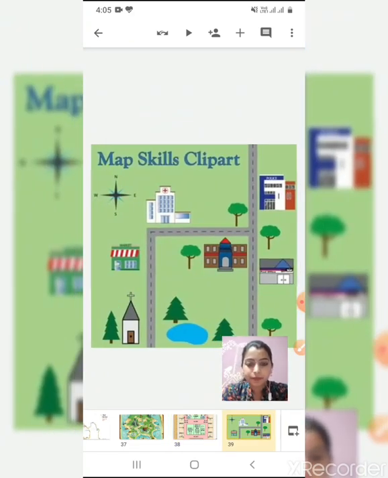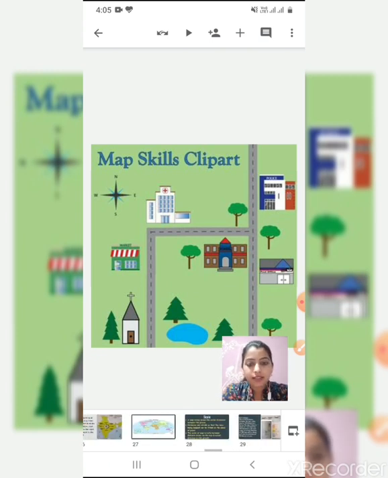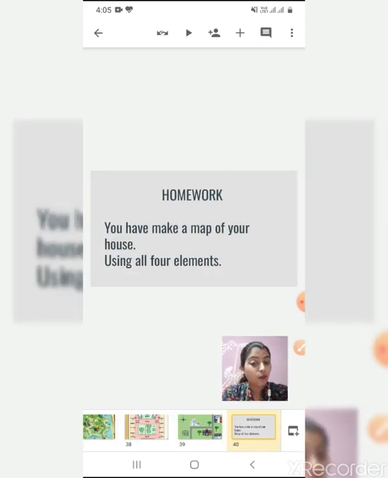Alright children, I hope you understand this chapter. Yes, see the video again to understand more carefully. And your homework is, you have to do this homework in your rough notebook. You have to make a map of your house, and take the distance of 0.5 centimeter or 1 centimeter or 2 centimeters up to 5 centimeters only.